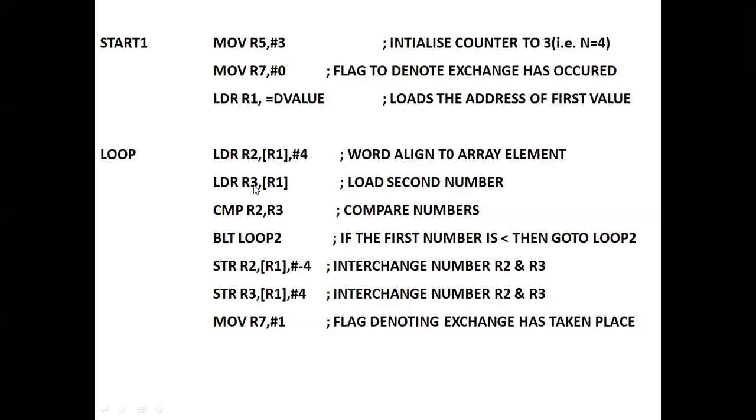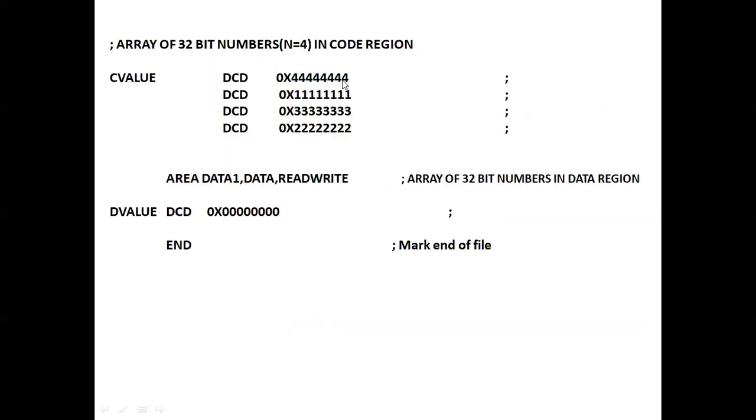So R2 contains the first word, R3 contains the second word. Compare R2 and R3, the two registers you are comparing. R2 contains the first value, R3 contains the second value. Here actually the first value is 0x44 and the second value is 0x11.